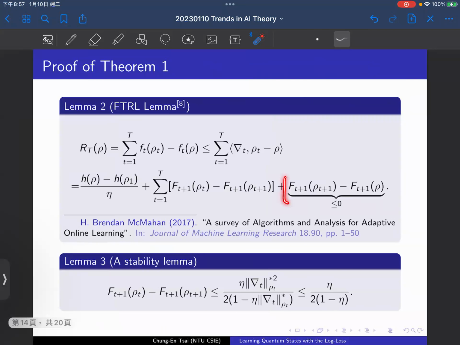Therefore, for the third term, since rho t plus 1 is the minimizer of ft plus 1, this term is non-positive. Therefore, we can simply ignore this. So what we need to do is to upper bound this, which characterizes the stability of our iterates. And what we'll prove will be this.